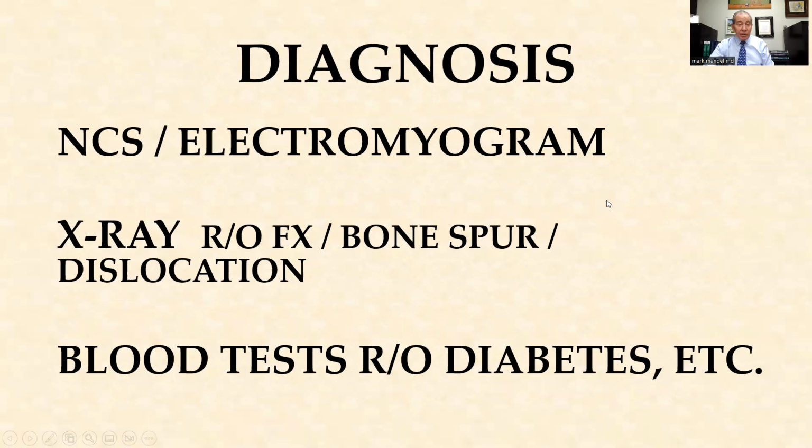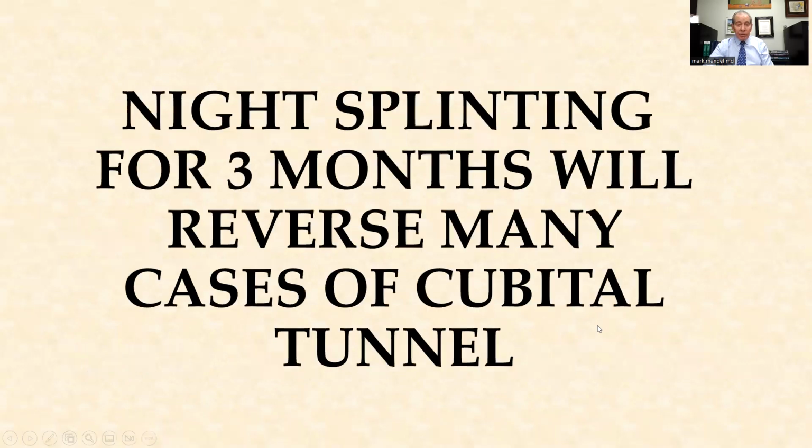Nerve conduction study is necessary, but it should be noted it is not as accurate at the elbow level as at the wrist level. The nerve study is 90% accurate for carpal tunnel. It's only about 75 to 80% accurate for the ulnar nerve. So we do have electronegative patients. We need to do an x-ray, make sure there's not a fracture or bone spur. We want to make sure the patient does not have a metabolic disorder.